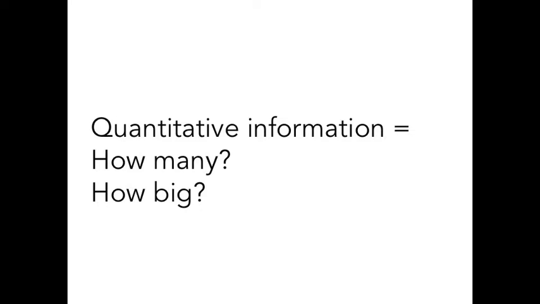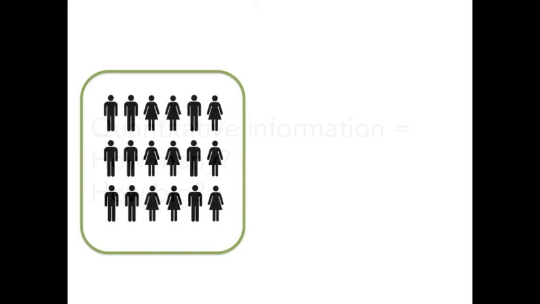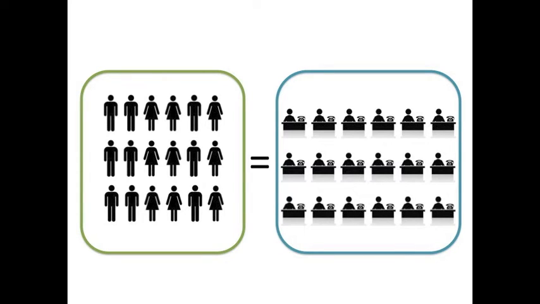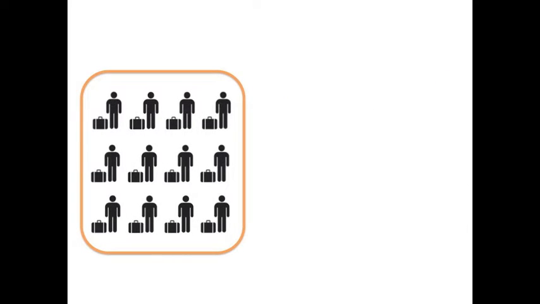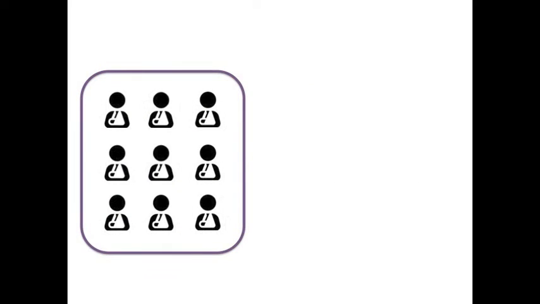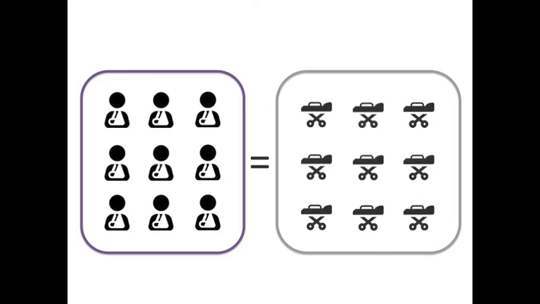Two categories of information are collected. The first type is quantitative, which measures how many and how big. The answers to these questions translate into square footage requirements for the space. For example, the number of employees working at a new corporate headquarters translates into the number of workstations or offices needed. The number of guests accommodated at a new hotel translates into the number of guest rooms required. The number of patients served at a new hospital translates into the number of patient beds and rooms.